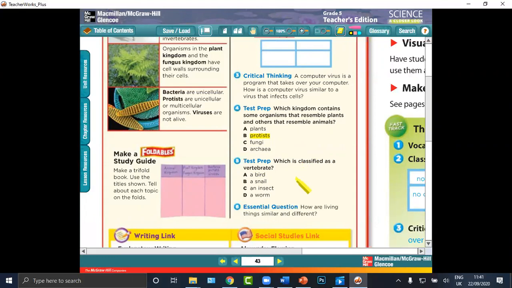Number 5. Badr Muhammad, number 5. Which is classified as a vertebrate? Bird. Yeah, excellent. You did well. Perfect answer. Thank you. Bird, number 5. It's bird.